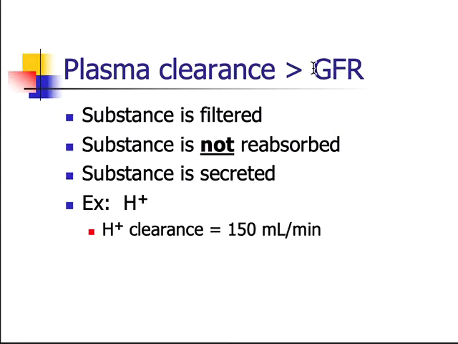All right, plasma clearance greater than GFR, that means the substance is filtered, is not reabsorbed, and you also add more of it by secretion, right? So example of that is our proton, our hydrogen. Remember, this is part of how we maintain our constant pH of our blood, okay? So the clearance is actually higher than GFR, it's 150. Of course, this number is constantly changing. As you change your blood pH, we adjust this to keep our blood pH constant. So I'd say on average, it's 150 mils per minute, but it's always in flux.